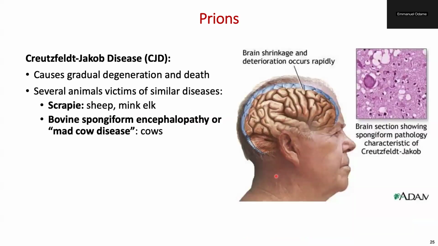Some of the diseases that prions cause include Creutzfeldt-Jakob disease, which causes gradual degeneration and death of your brain. Your brain degenerates and basically shrinks, which leads to death. Several animal victims of similar disease have been reported. We also have scrapie, which is seen in sheep and elk, and bovine spongiform encephalopathy, or mad cow disease, which is more common in cows.